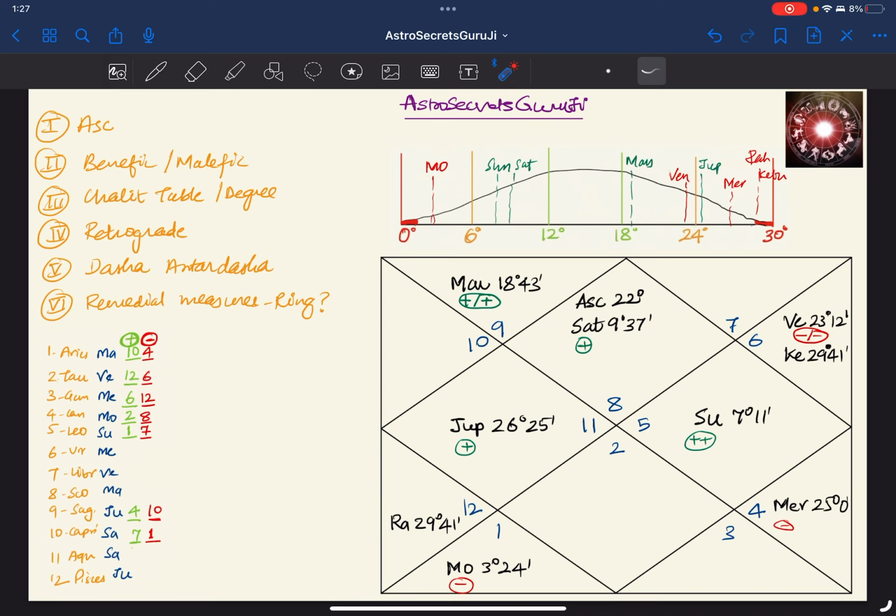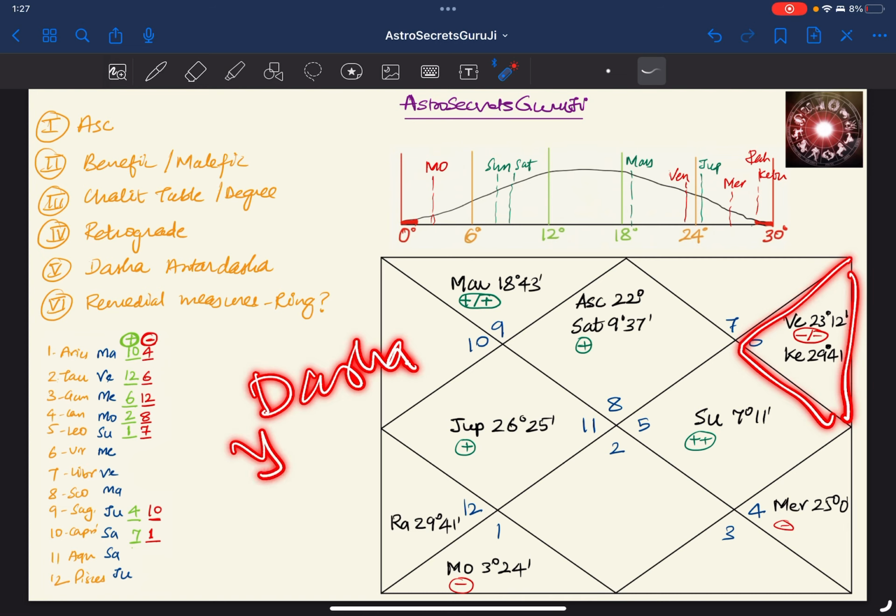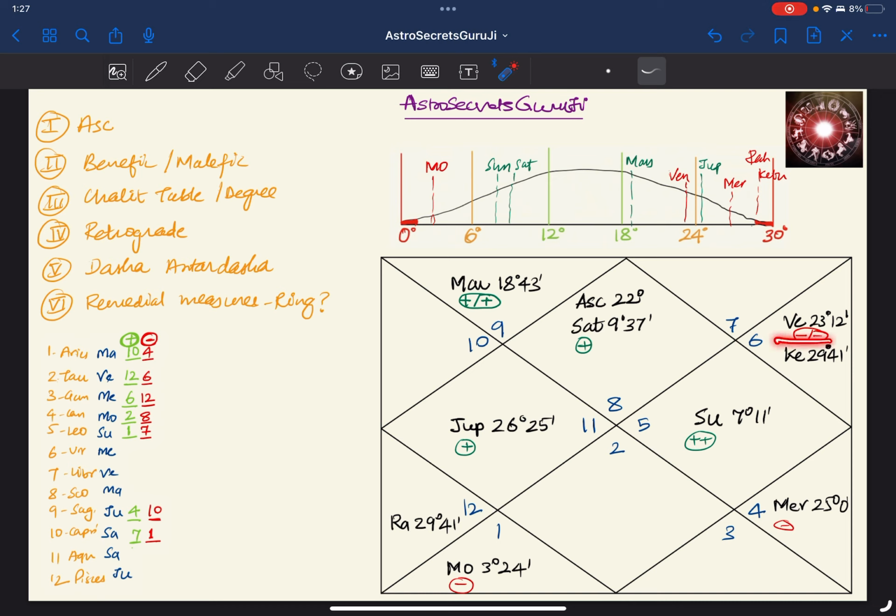Let's consider one more case where Venus is the one whose dasha is running. Now Venus is going to give you negative results. Venus is a strong malefic, going to give you negative results. What kind of negative results? Okay, we will talk about that.